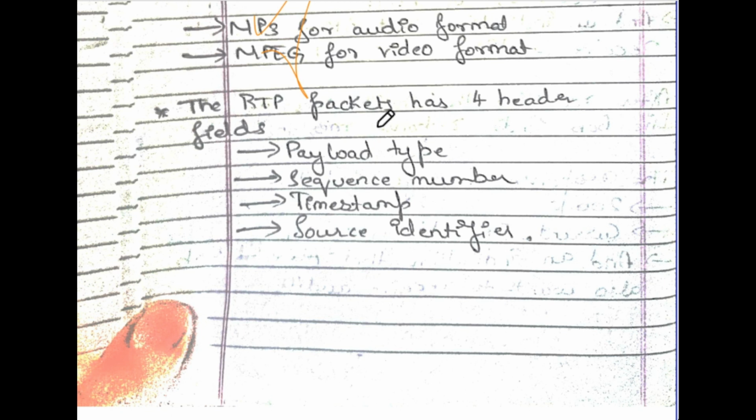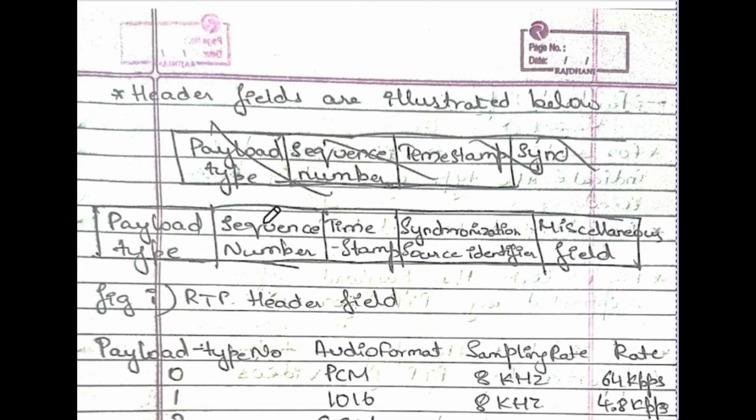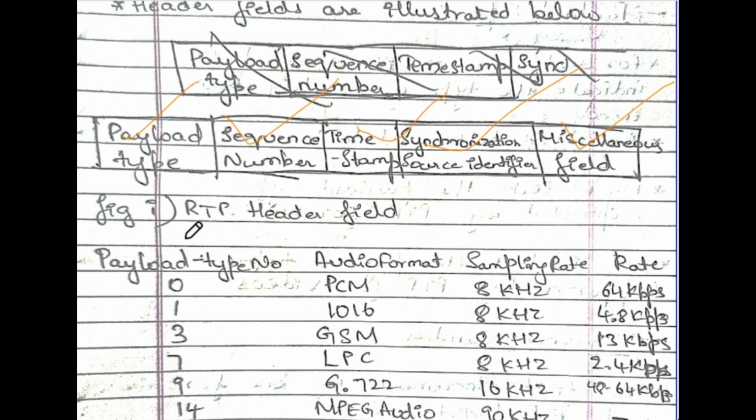The RTP packet has 4 header fields: payload type, sequence number, timestamp, and source identifier. The diagram is also the same: payload type, sequence number, timestamp, synchronization source identifier. The last one is the miscellaneous field. The figure is the RTP header field.